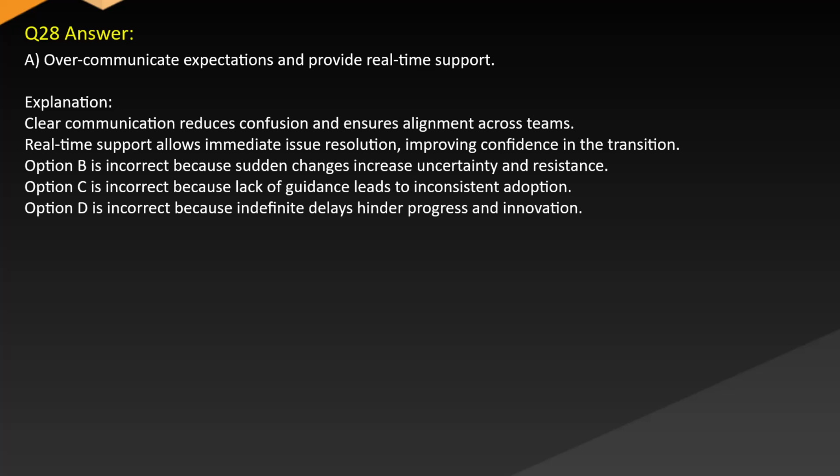Answer: A. Overcommunicate expectations and provide real-time support. Explanation: clear communication reduces confusion and ensures alignment across teams. Real-time support allows immediate issue resolution, improving confidence in the transition.